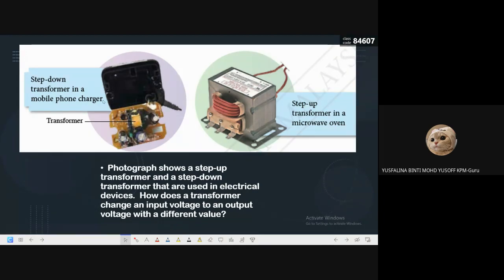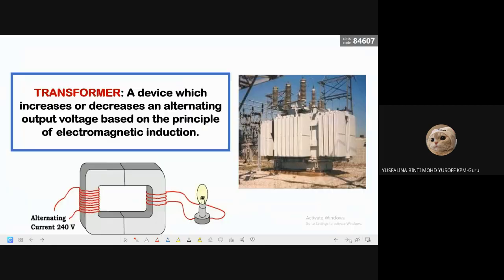So this is a transformer for the mobile phone, and this is for the microwave oven. Because we know microwave ovens need a lot of heat, right? So when they need a lot of heat, 240 volt is not enough. So that's why we have a step up transformer to supply the higher voltage. Okay, this is the function of the transformer.